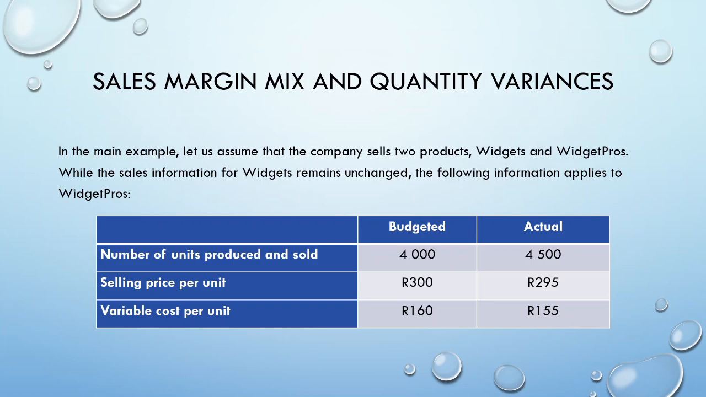Now you will notice in this example that we have only been given our variable cost per unit. So once again, we are dealing with a variable costing system. Remember, the only difference between a variable and absorption costing system for our sales variances is that for the variable costing system, we use our contribution margin, whereas for absorption costing, we use our gross profit margin.